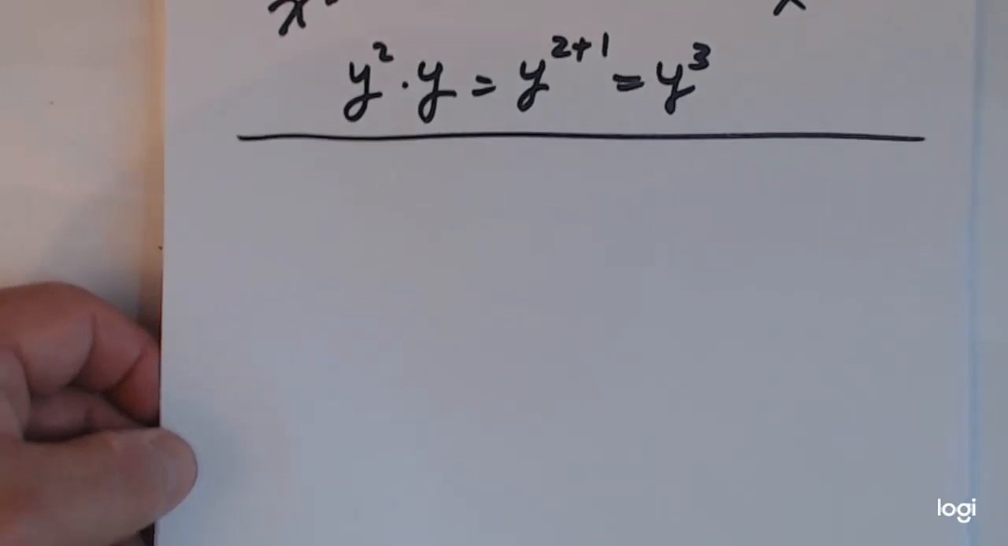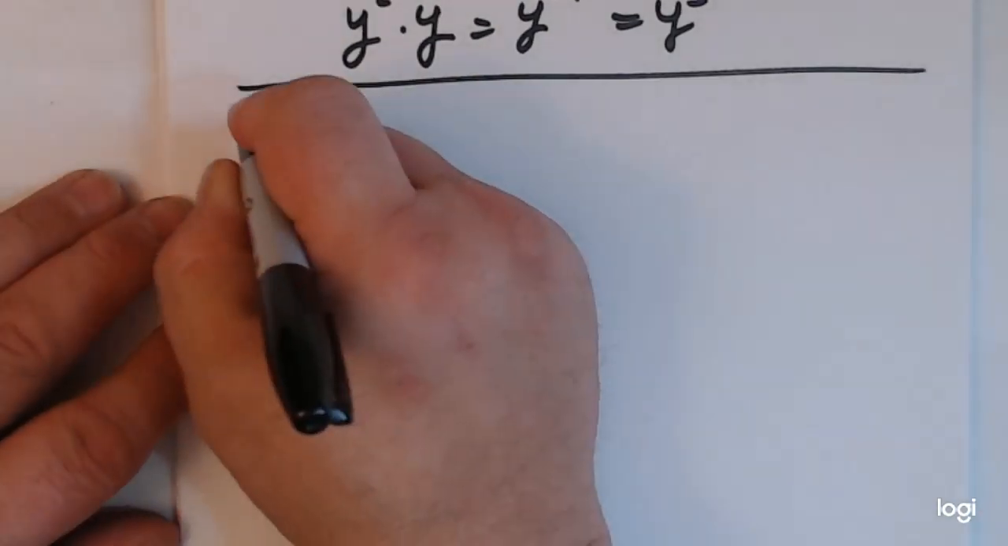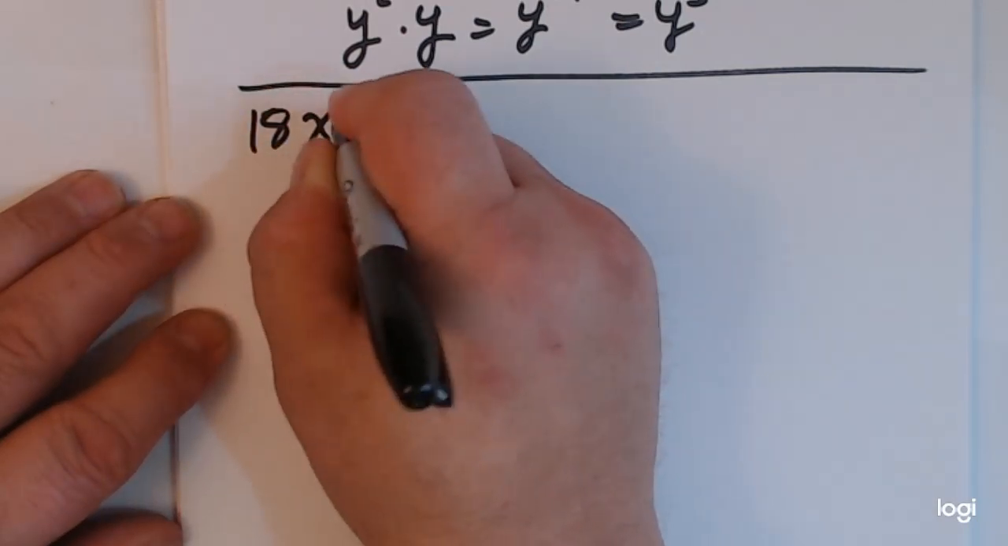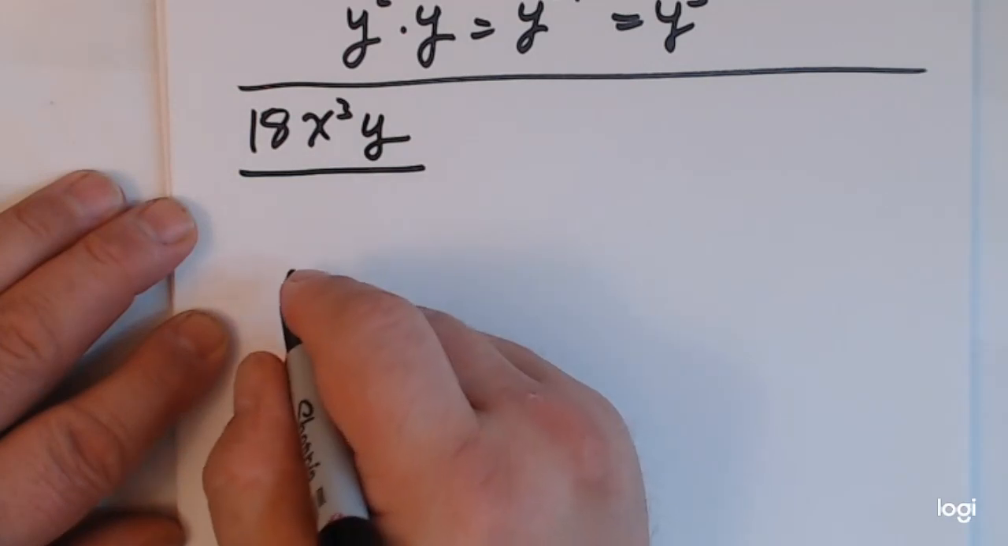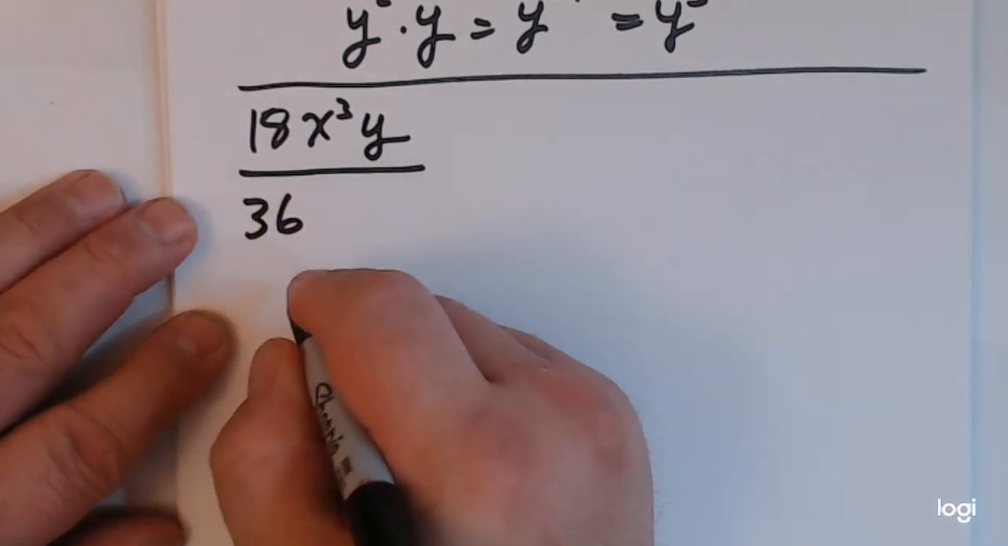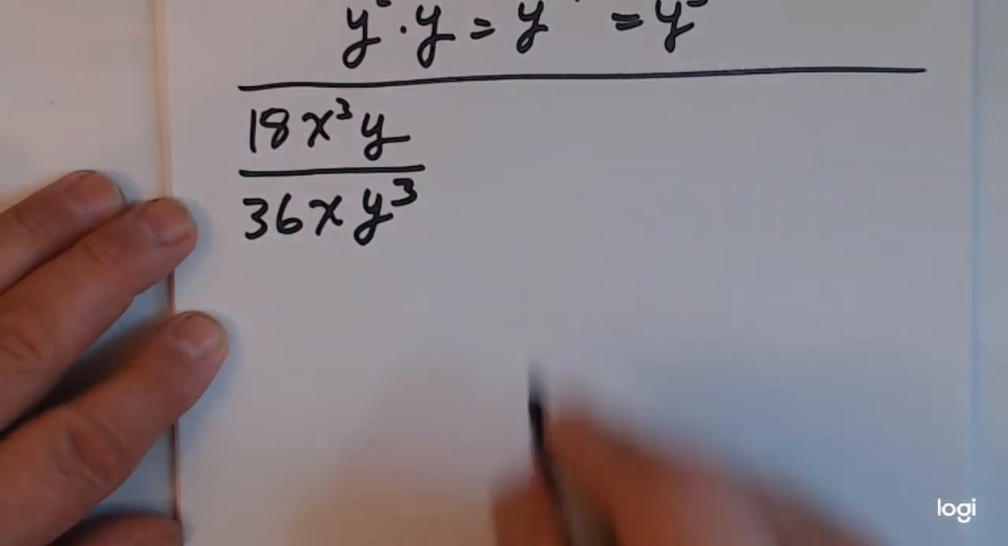Now, let's take a look at the next problem. 18x cubed y over 36 x y cubed.